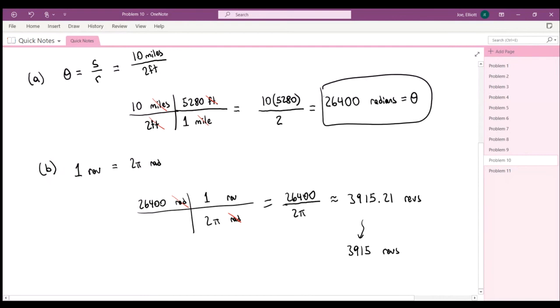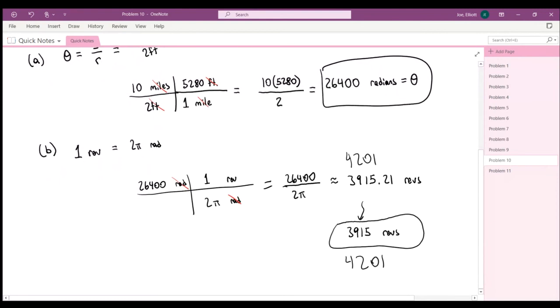I think I got, so when I did 26,400 divided by 2 pi, I got 4,201 revolutions. 4,201? Yes. Okay. I got that as well. Okay. So it seems that there's more consensus on 4,201 then? Okay.